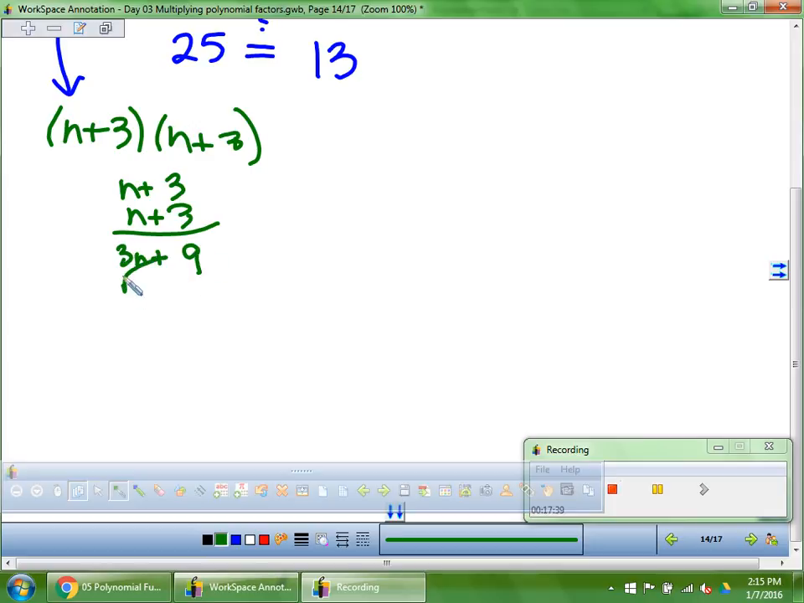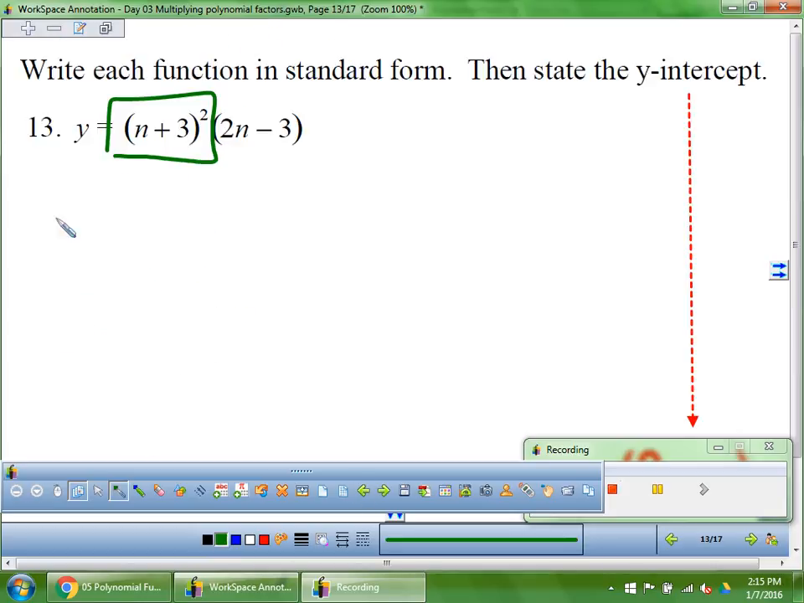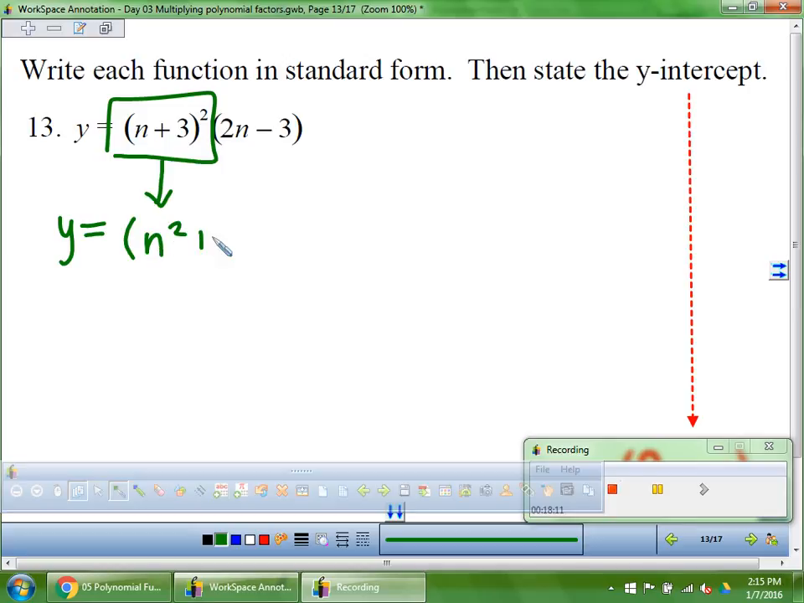If we multiply it out, we can get n squared plus 6n plus 9. So if we plugged in 2 here, we should get 25. 2 squared is 4. If I plugged in 2, we'd get 4 plus 12 plus 9, which is 25. Okay, so let's go back to our problem. Y equals, we just saw that this is the same thing as n squared plus 6n plus 9.